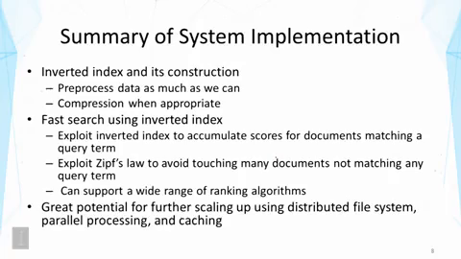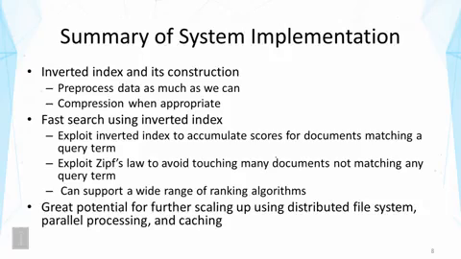So to summarize all the discussion about the system implementation, here are the major takeaway points. Inverted index is the primary data structure for supporting a search engine. That's the key to enable fast response to a user's query. And the basic idea is to pre-process the data as much as we can, and we want to do compression when appropriate, so that we can save disk space and can speed up I/O and processing of inverted index in general. We talked about how to construct the inverted index when the data can't fit into the memory.